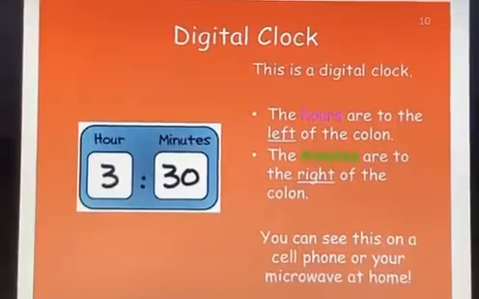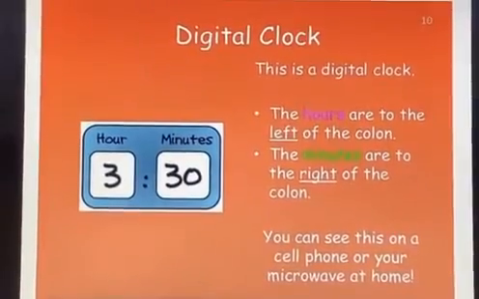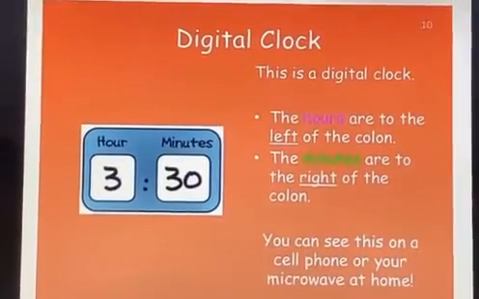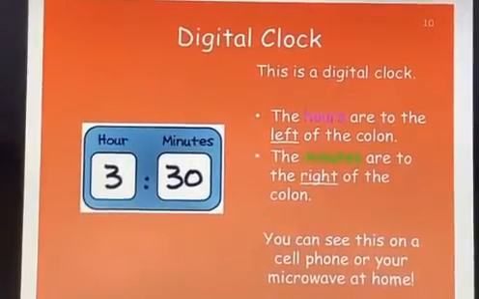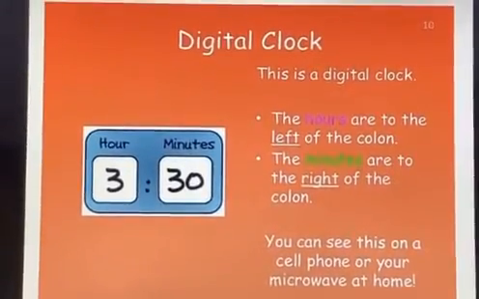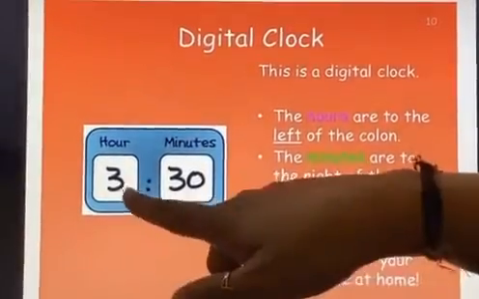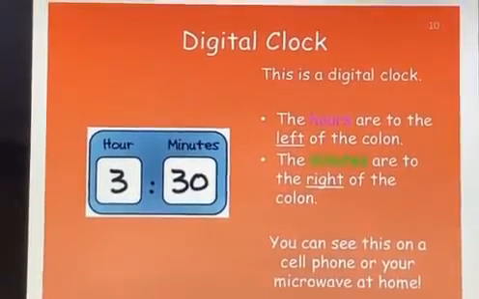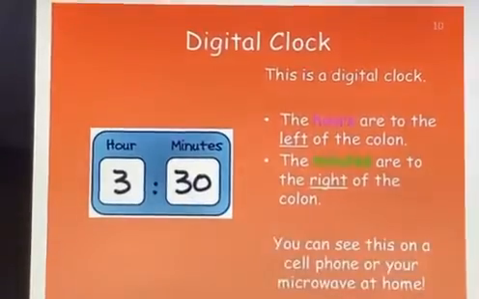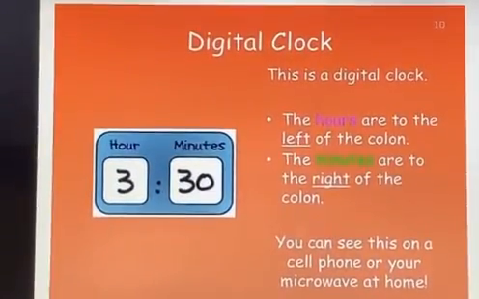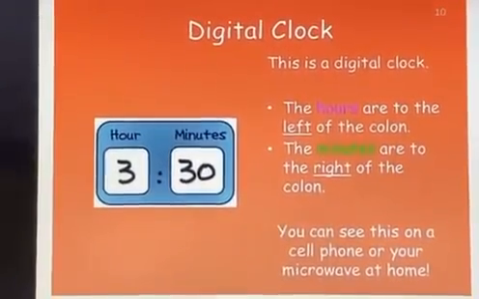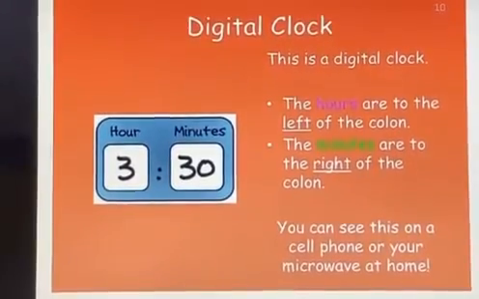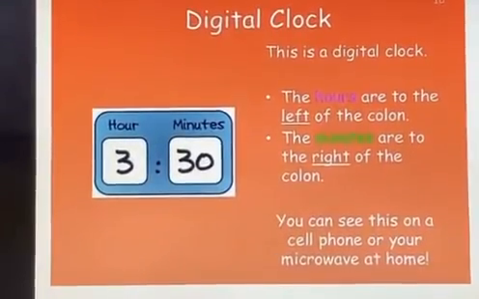Now, let us see digital clock. This is a digital clock. The hours are to the left of the column. The minutes are to the right of the column. You can see this on a cell phone or your microwave at home.